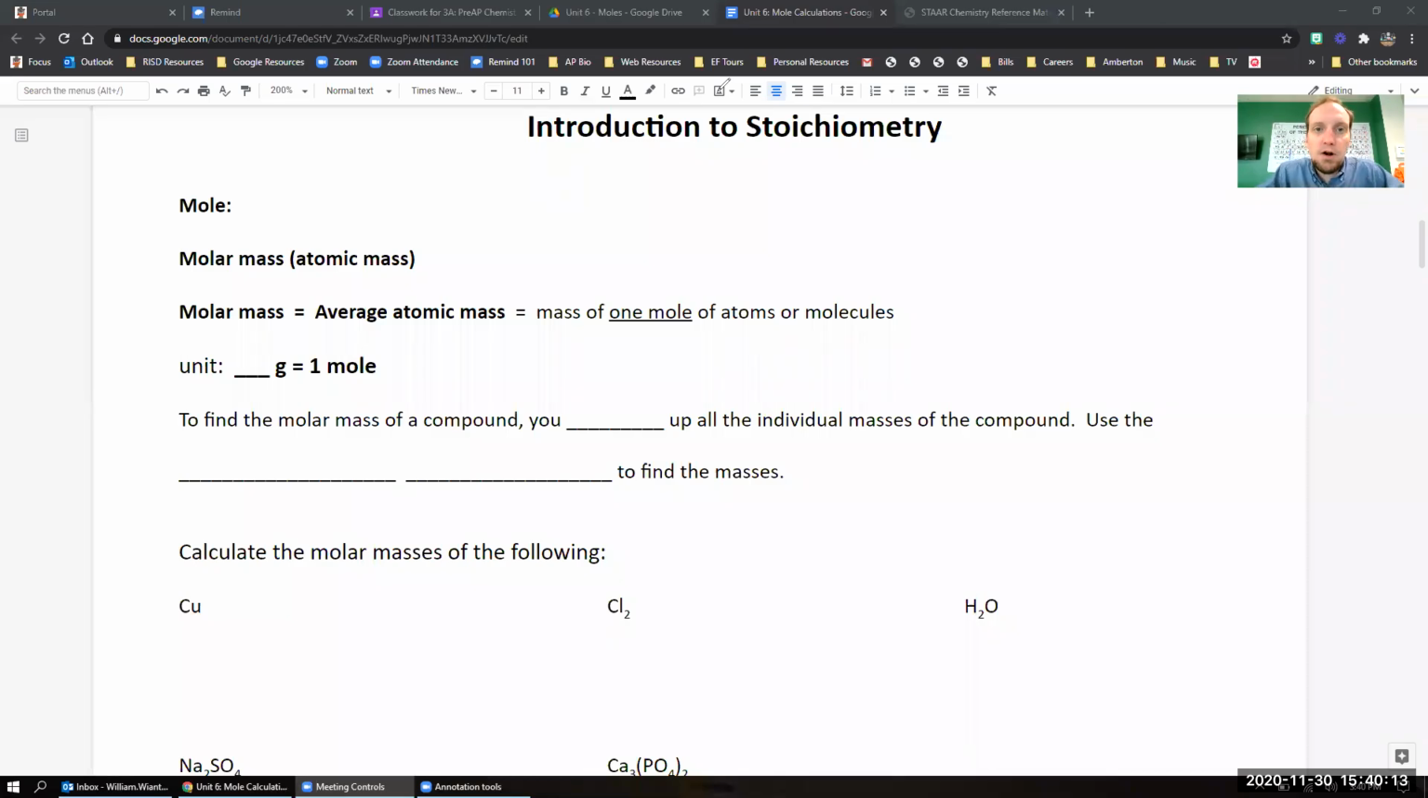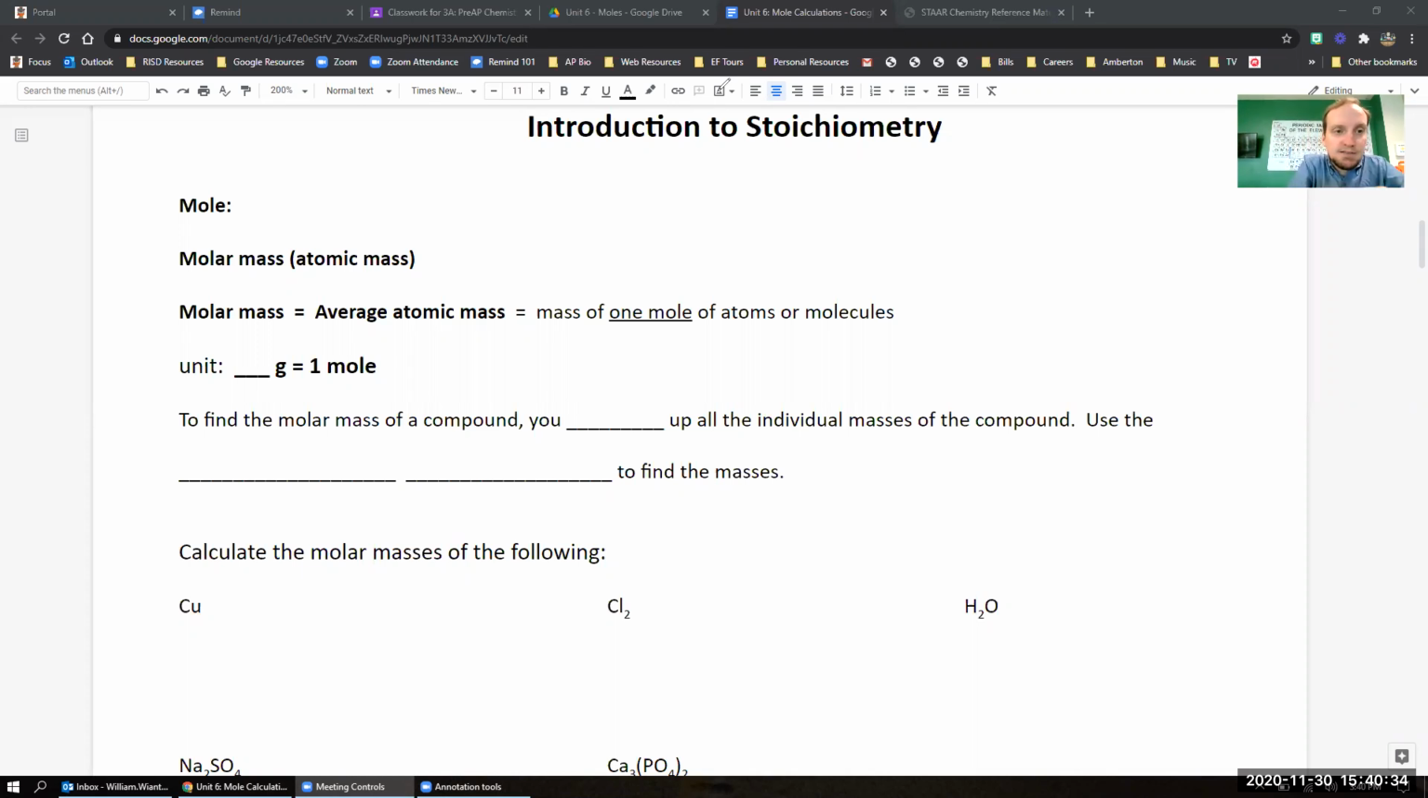Well, believe it or not, we're already on to our sixth unit of the year. This unit is all about calculating with something called a mole. I've affectionately titled it an introduction to stoichiometry, and you will learn much more about stoichiometry in the next unit. But to calculate with moles, we first need to understand what a mole is.